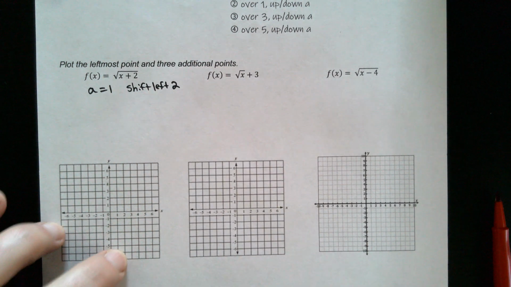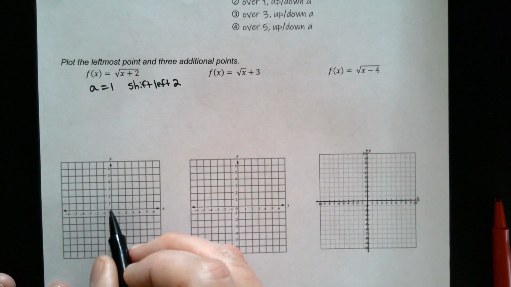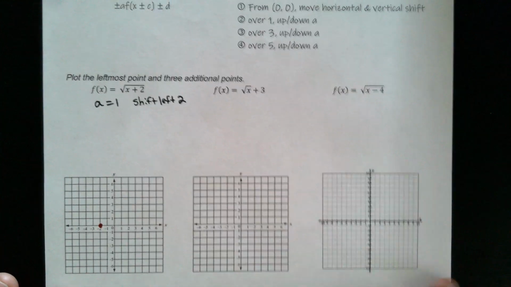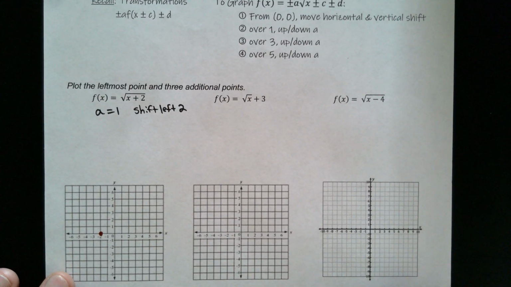Okay, so we normally start at 0, 0, which is right here, but we're going to shift left by 2 and make our new starting point right here. So there's my new starting point at negative 2, comma 0.